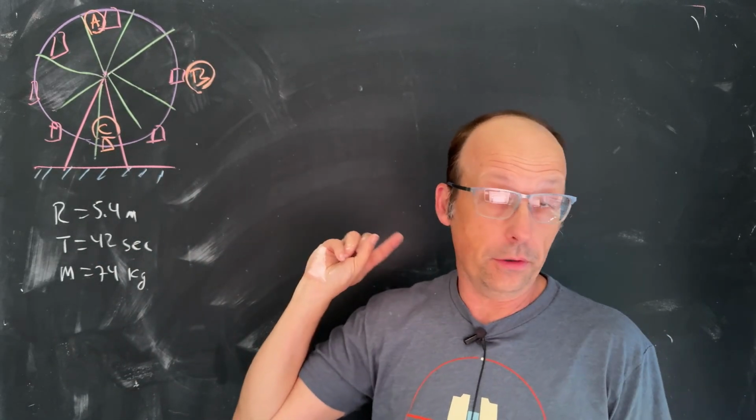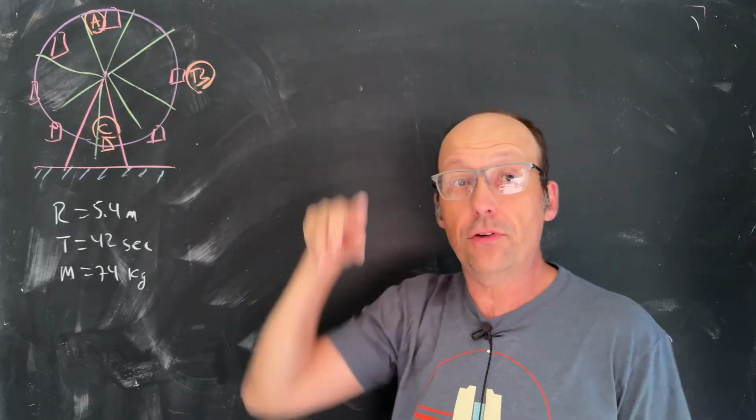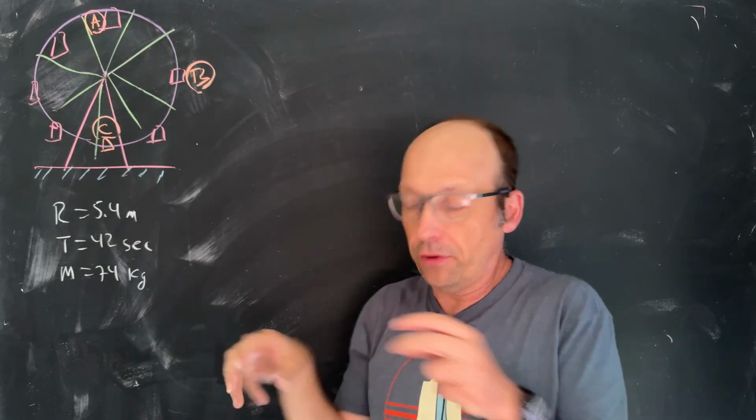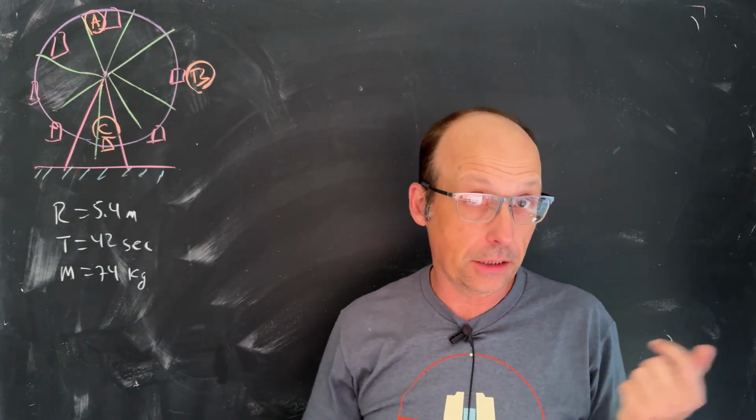That is a Ferris wheel. Does it look like a Ferris wheel? That's a Ferris wheel. So this is a Ferris wheel and it spins. So you've been on a Ferris wheel, right? You get in a little chair and it rides around a vertical circle at some constant speed.